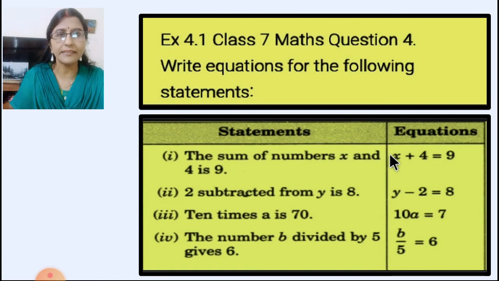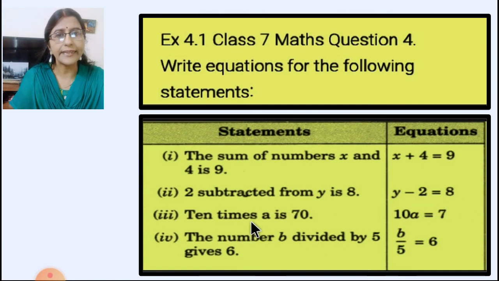So that is done here. x is the variable given. x plus 4 is equal to 9. Now next is 2 subtracted from y is 8. So first, from is there. So first we will write down the variable y, because 2 is subtracted from y. So y minus 2 is equal to 8.